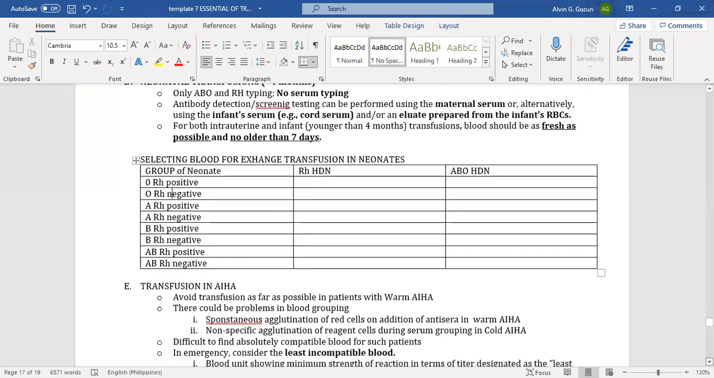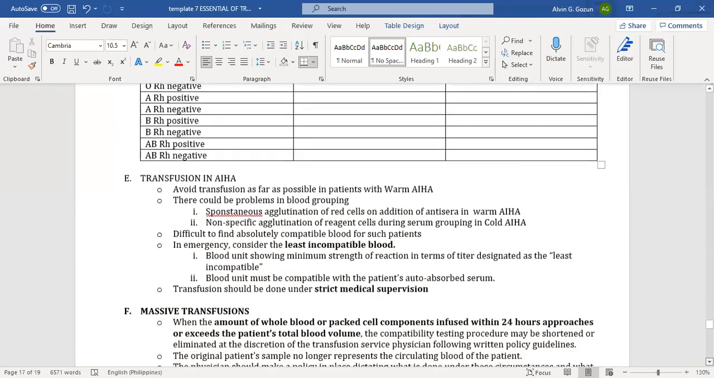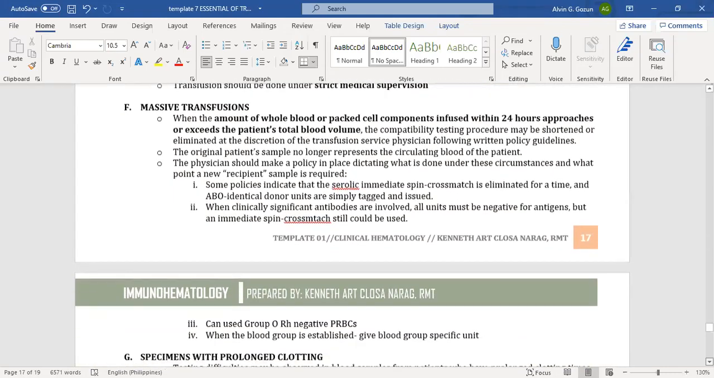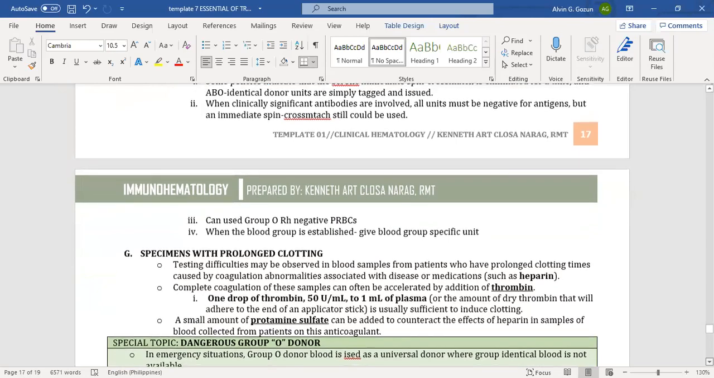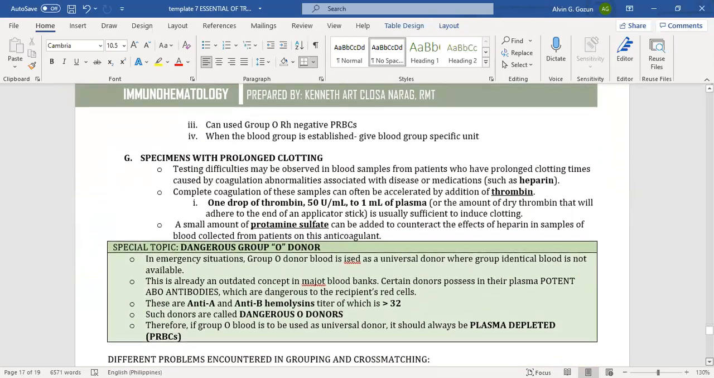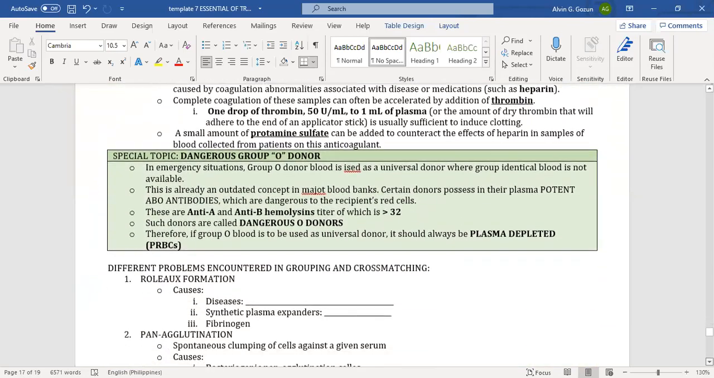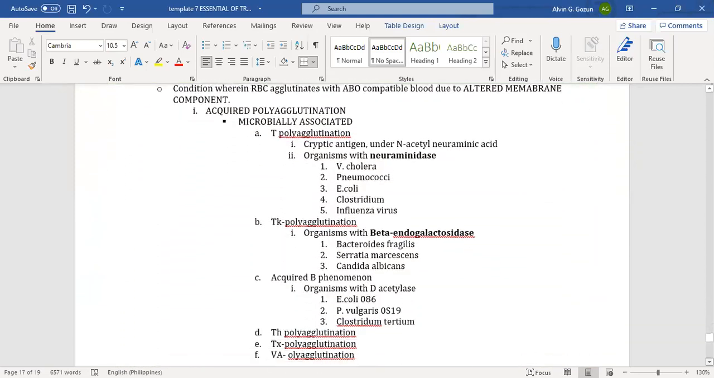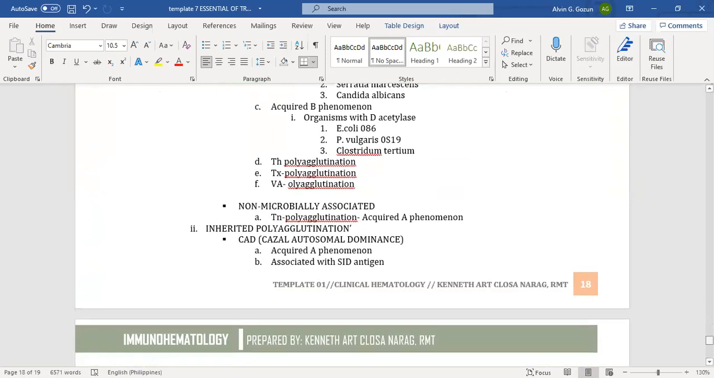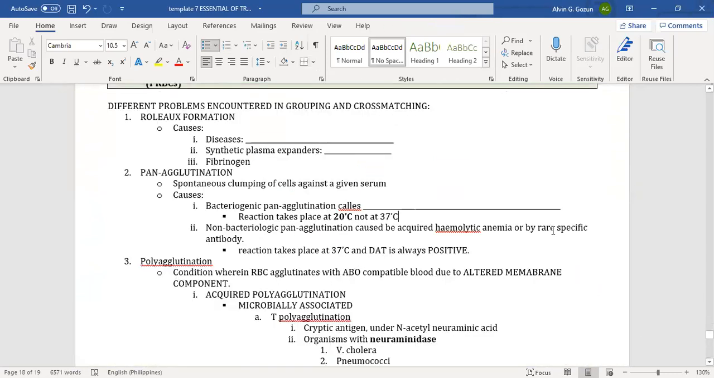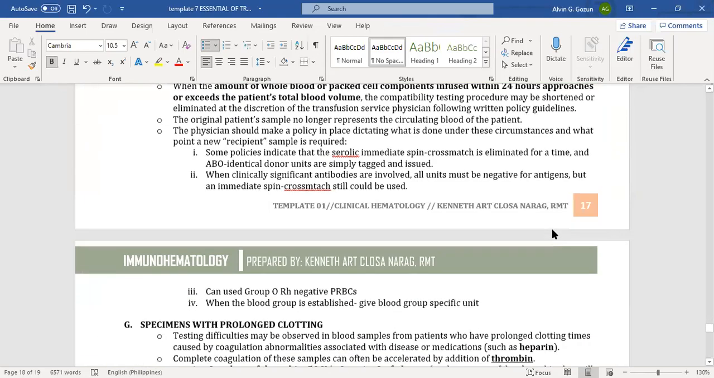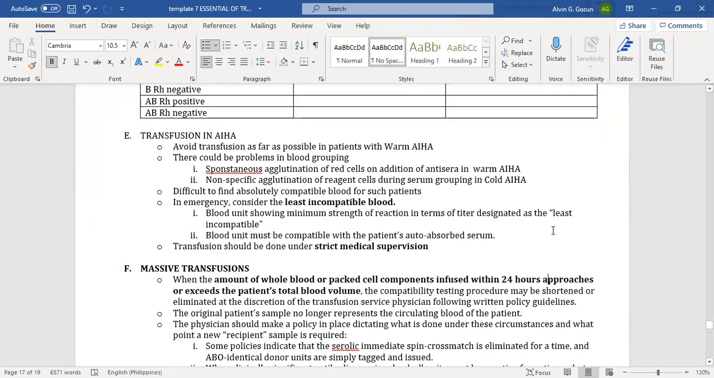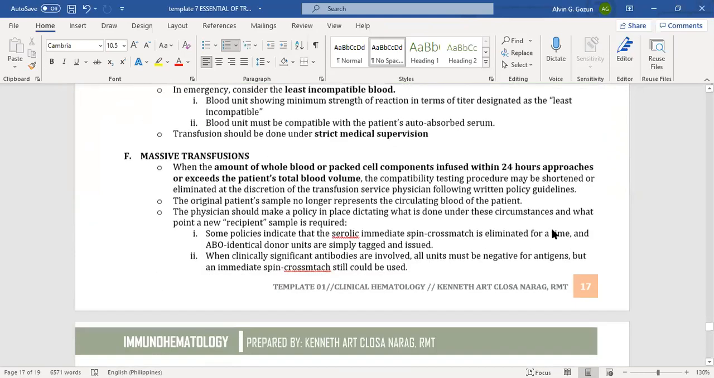Next, transfusion in IHA. Hindi masyado importante. Massive transfusion. Tuloy-tuloy. Ayan. Dangerous group O donor. Matching. Okay. Balik tayo. So, di masyado important yung IHA. So, massive transfusion. Kailan to?